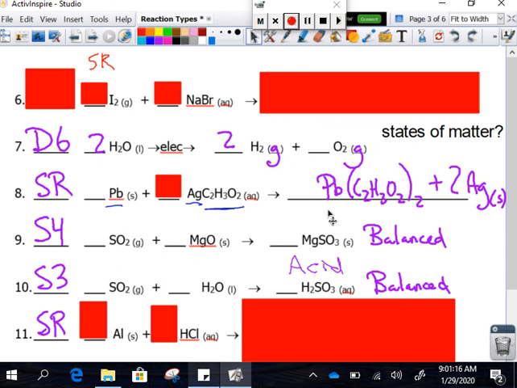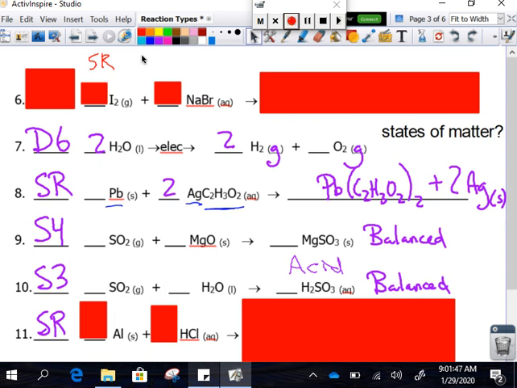So lead takes the place of the silver in the compound. And lead usually has a positive 2 charge, so that's why I wrote down lead and then 2 acetates. And then I have to come back here and balance it. Boom, done. Hey, how did I know this state of matter? Well, if I had silver just sitting on the table, it would be a solid, because silver is a metal and most of the metals are solids. So since that's just silver, I knew it was a solid.